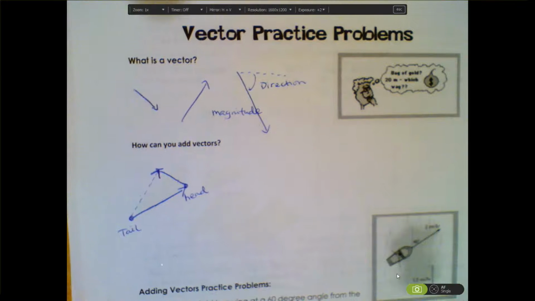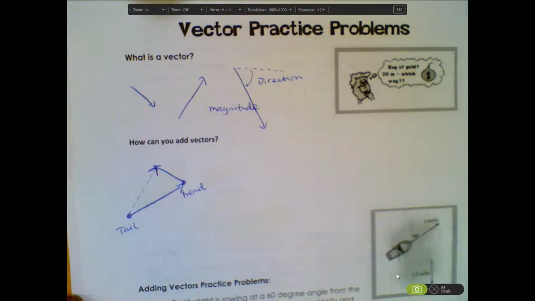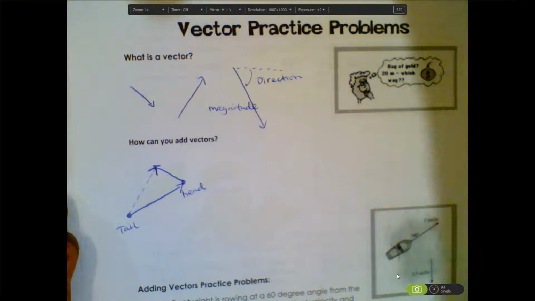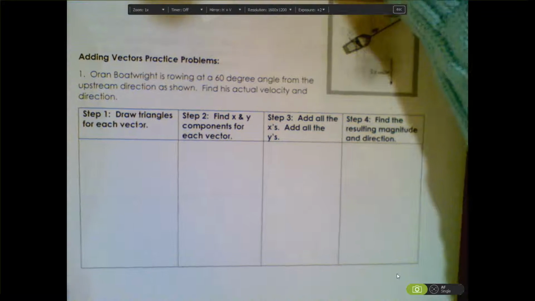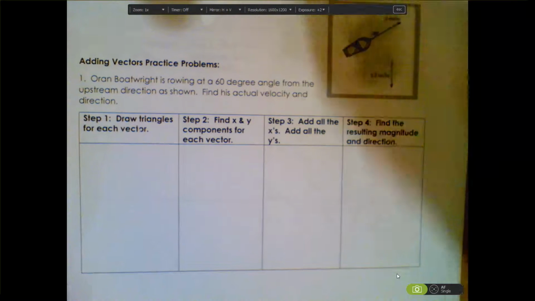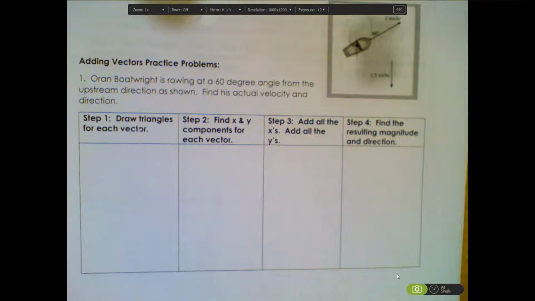So we can look at that graphically, but I want to show you how to do it algebraically. It ties in really well with triangle problems. So let's take a look at some examples. First problem, Oren Boatwright is rowing at a 60-degree angle from the upstream direction as shown. Find his angle, velocity, and direction.